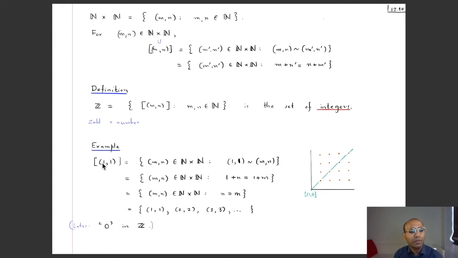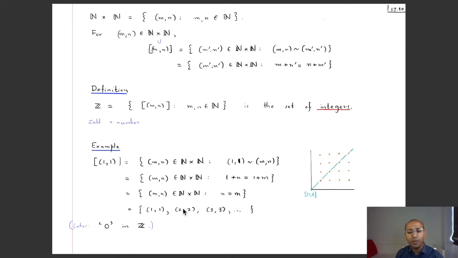So let's see an example. The equivalence class containing the ordered pair (1, 1) is an integer, and it's a set, being an equivalence class. It's the collection of all ordered pairs (m, n) such that (1, 1) is related to (m, n), which translated means that 1 plus n is equal to 1 plus m. So by the additive cancellation law, the 1 cancels, leaving n equal to m. So it's the collection of all ordered pairs (m, n) of natural numbers where m and n are the same natural number. So this is the set (1, 1), (2, 2), (3, 3) and so on.